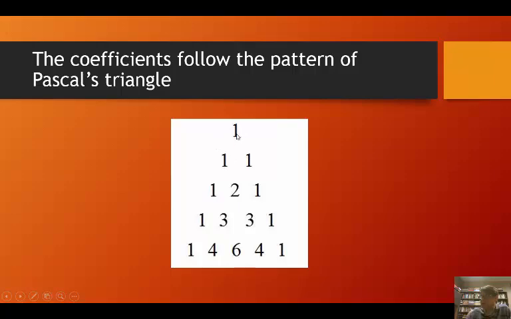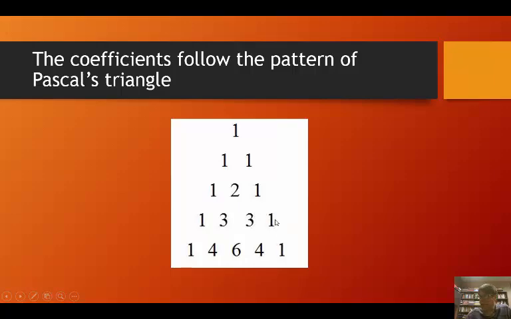So 1 plus 0 is 1. And then 1 plus 0 is 1. 1 plus 0 is 1. 1 plus 1 is 2. 1 plus 0 is 1. Let's go down here. 1 plus 0 is 1. 1 plus 2 is 3. 2 plus 1 is 3. 1 plus 0 is 1. Then here, 1 plus 0 is 1. 1 plus 3 is 4. 3 plus 3 is 6. 3 plus 1 is 4. 1 plus 0 is 1.